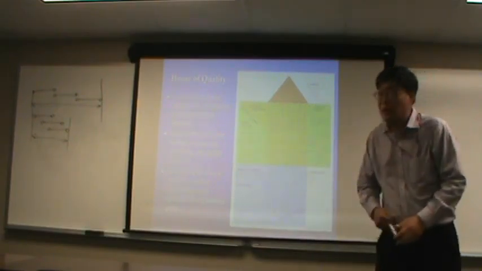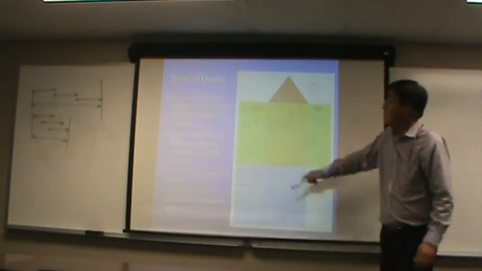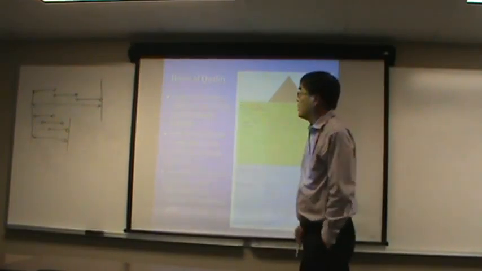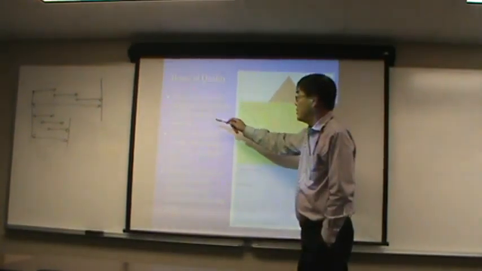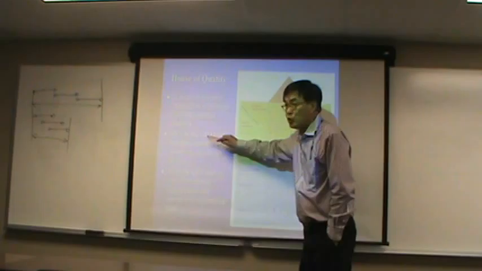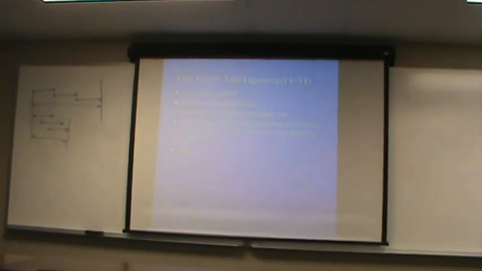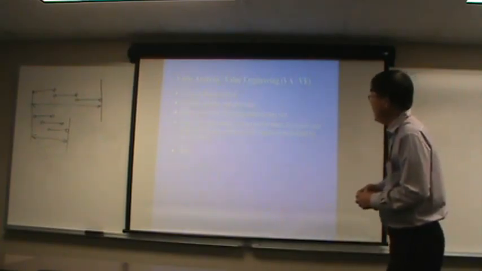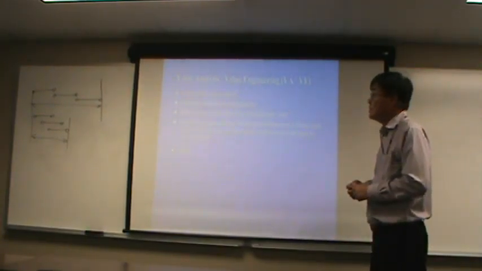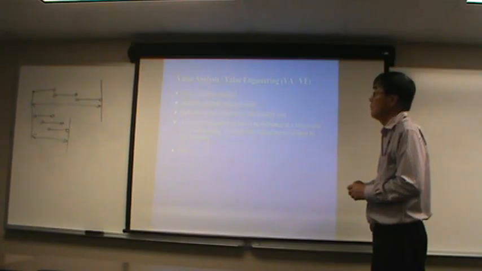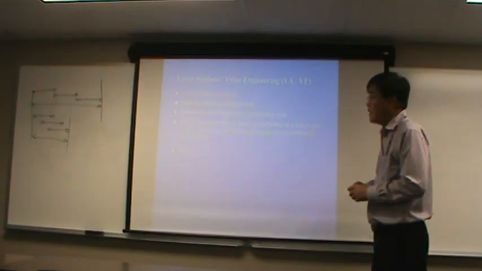Okay, this is the house of quality. So, a matrix of customer requirement information based on customer feedback from QFD. That is the house of quality. Value analysis, value engineering, VAVE. This is a cost avoidance method by simplifying product and process.